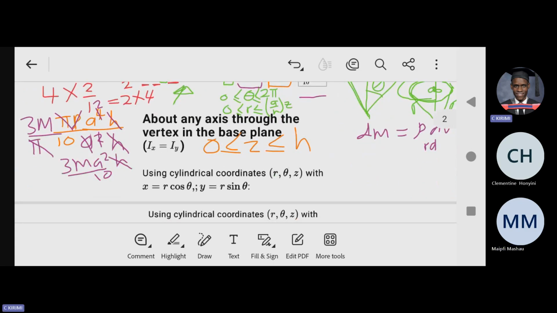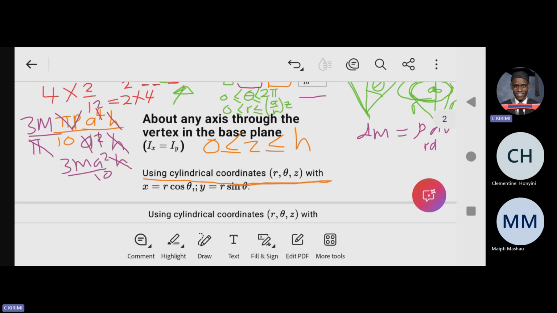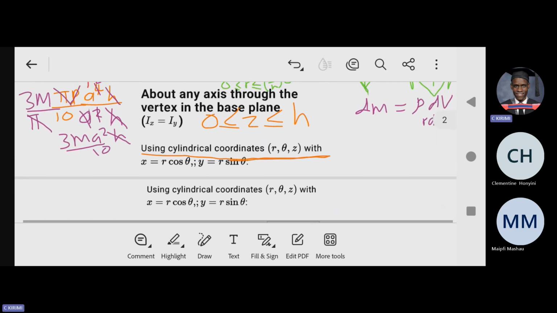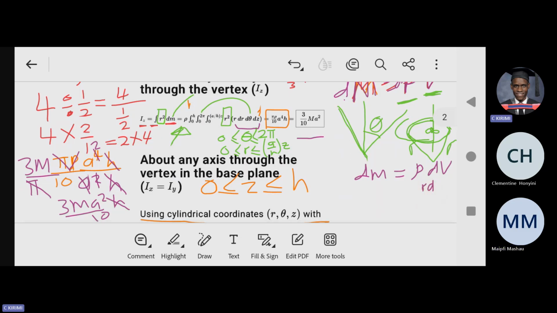The reason why we are changing these limits is that we want to put them in cylindrical coordinates, which is r, theta and z. So I must have a limit with respect to theta, a limit with respect to r, and a limit with respect to z. Once I have those limits, I'll be able to integrate and find the volume element. So theta ranges from 0 to 2 pi because it's a circle. Then the last limit is the one for r.